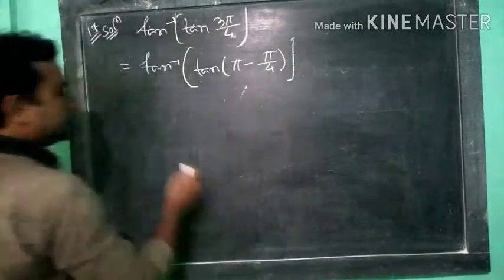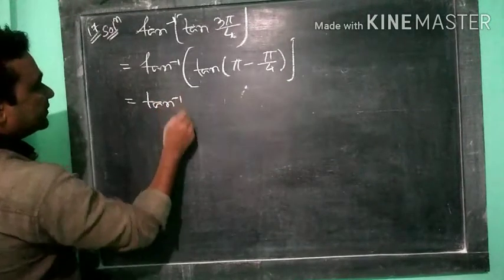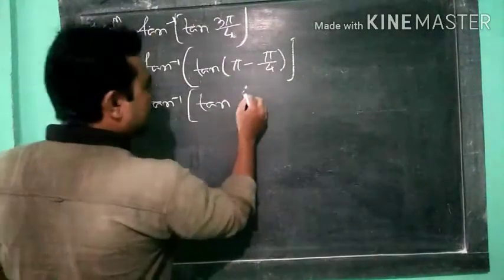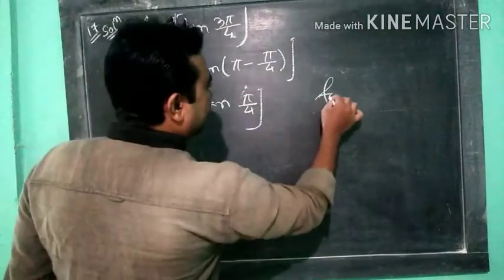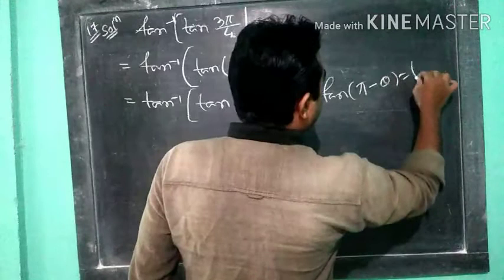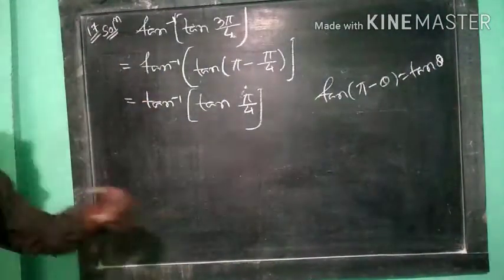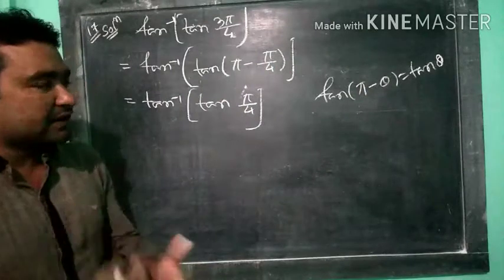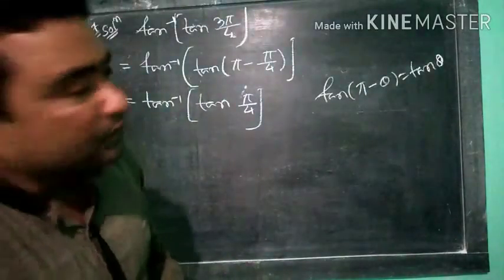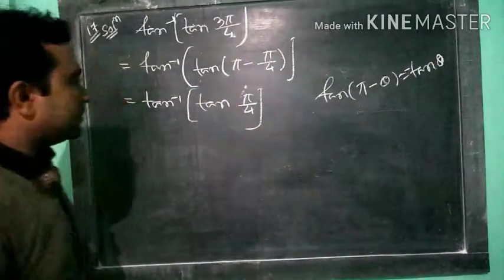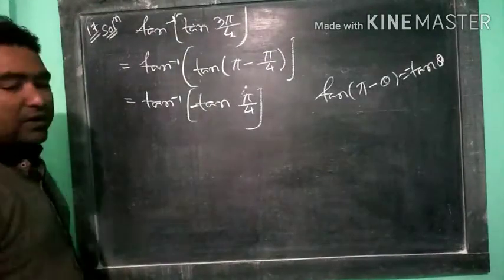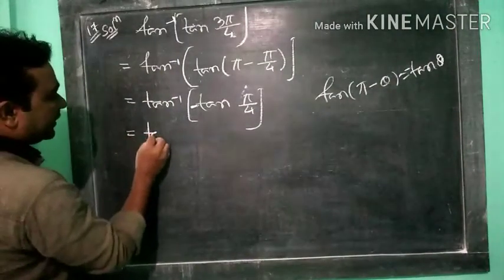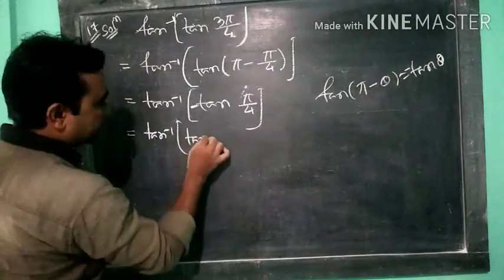So this is equal to tan inverse of tan of pi minus pi by 4. We know the formula tan of pi minus theta equals minus tan theta, because pi minus theta lies in the second quadrant where tan is negative. So this can be written as tan inverse of tan of minus pi by 4.